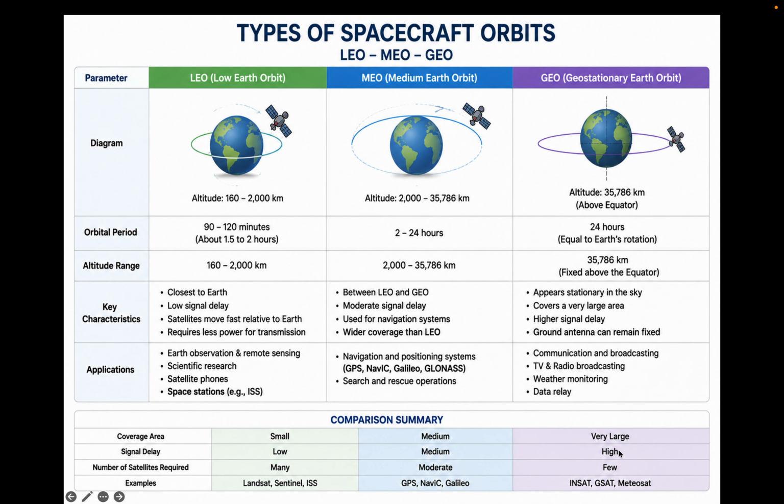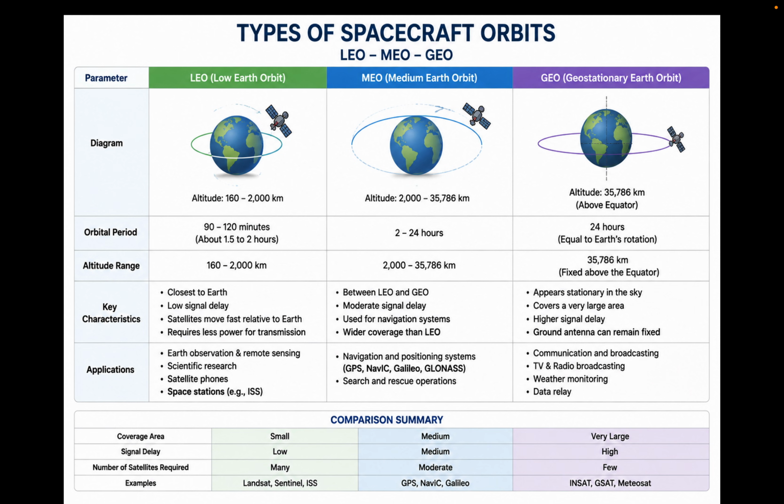So today we'll discuss different types of space orbits. We know that an orbit is a path in which a satellite revolves around the Earth, or even the path in which the Earth revolves around the Sun. The path in which the satellite is moving around the Earth, we call it an orbit. And these orbits are divided into different categories.